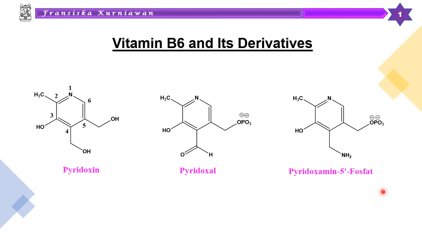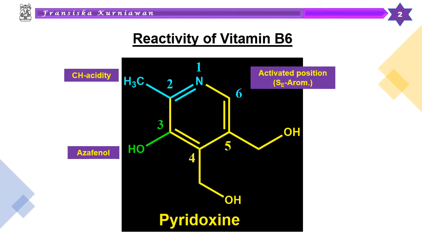So this is the structure and we can identify for which reactivity, which part has a good reactivity. We can identify one by one. So for example, here we take the structure of pyridoxine and we can identify, for example, here we have a phenolic group. So please be careful, this is a hydroxyl group.